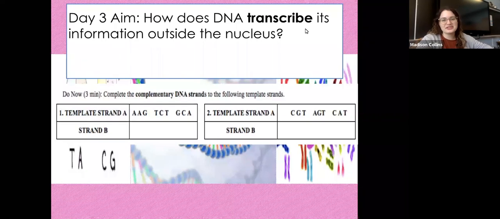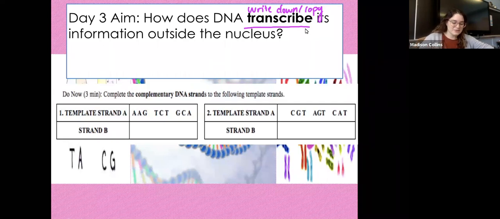Welcome back. This is day 3 of genetics, and today we're going to be talking about how DNA transcribes its information outside the nucleus. When you see this word transcribe, it's just a fancy way of saying write something down or copy it. You may have heard about people called scribes in your history class. These were people in charge of writing down or copying really important historical documents to make sure they weren't lost. The same thing happens inside your cells, except the important historical document being written down or copied in your body is known as DNA.